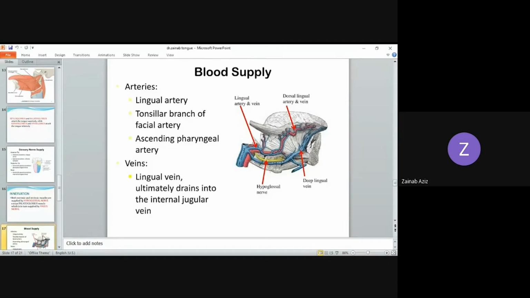So the veins always accompany the arteries, as you know. So we have the lingual artery, we have the lingual vein. All of them ultimately drain into the internal jugular vein.